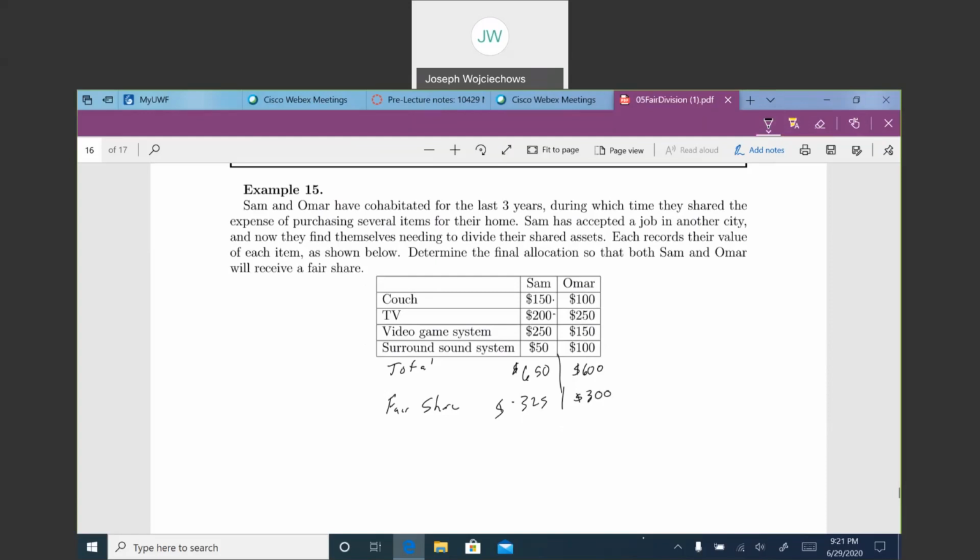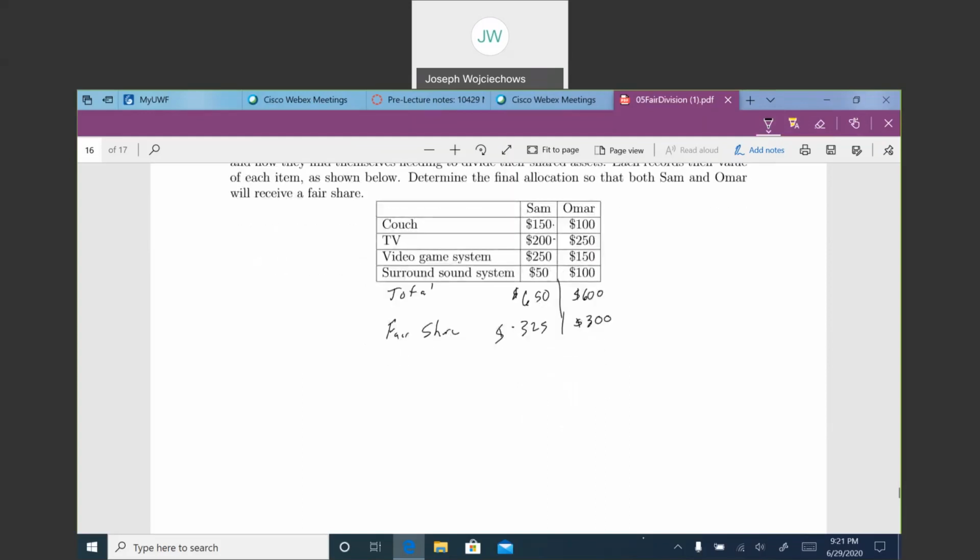Okay, so let's go down our list of items here. Sam, Omar. Sam gets the couch, value of 150 to Sam. Omar gets the TV, the value of 250. Sam gets the video game with a value of 250. And Omar gets the surround system with a value of 100.